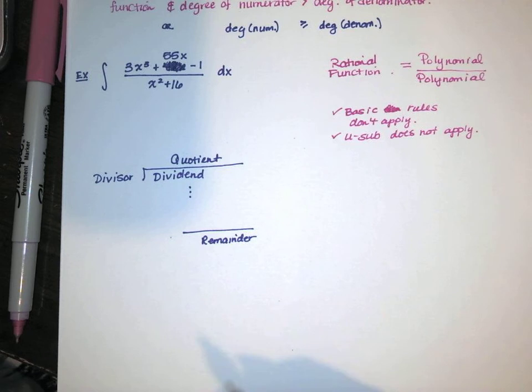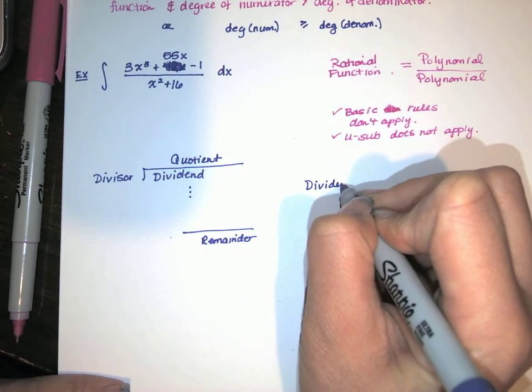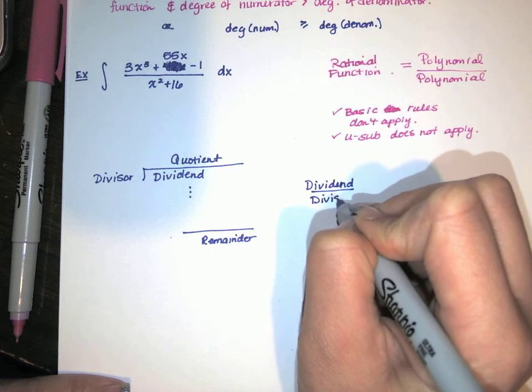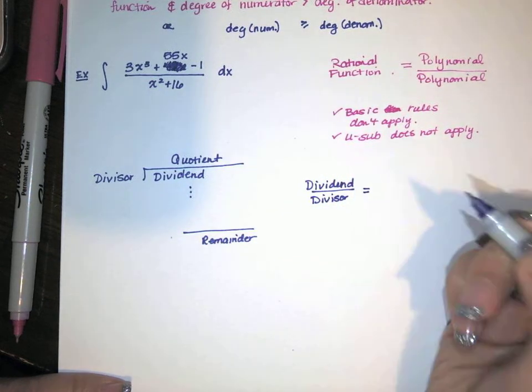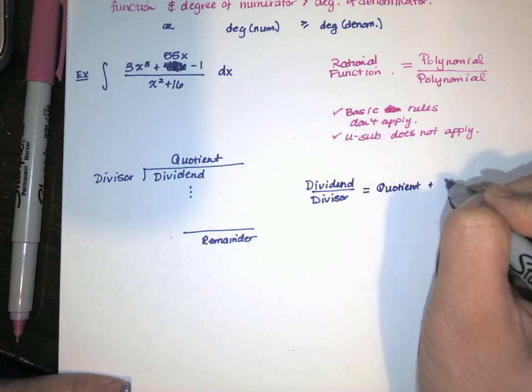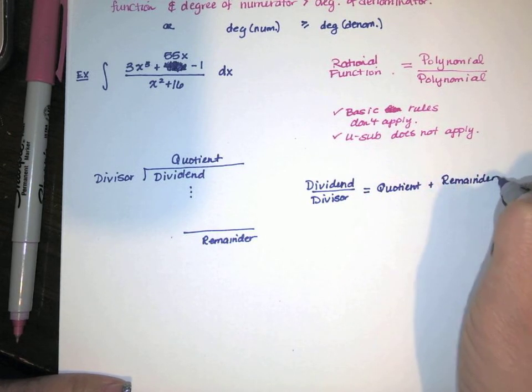And it turns out that after we've done all of this, the dividend, that was the original numerator, divided by the divisor, is always equal to the quotient plus the remainder over the divisor.